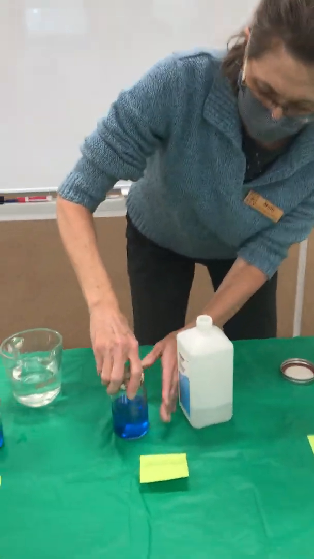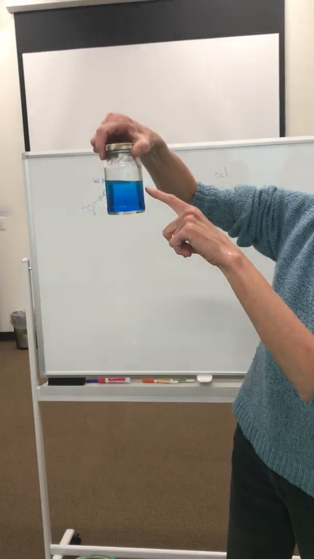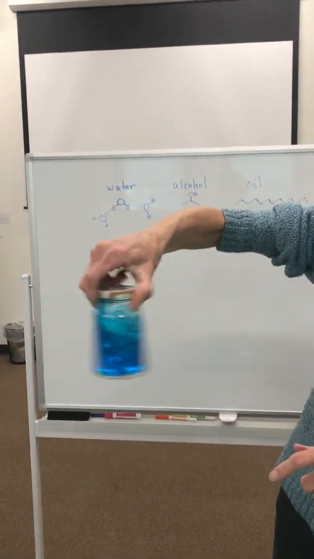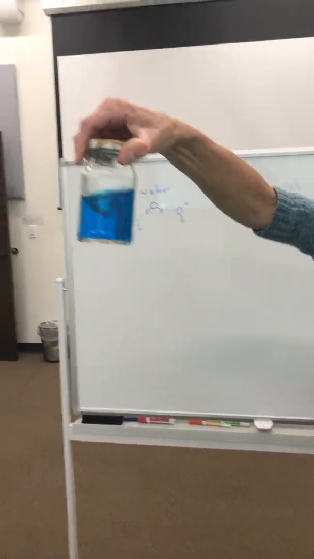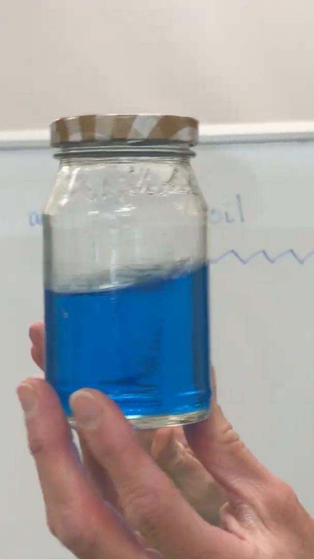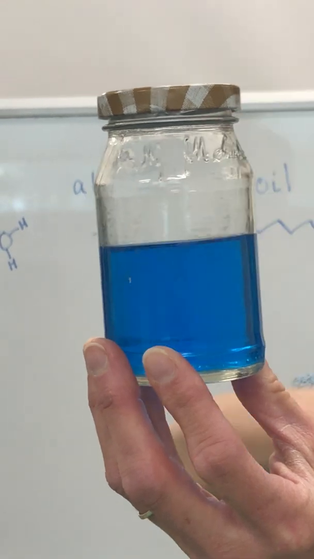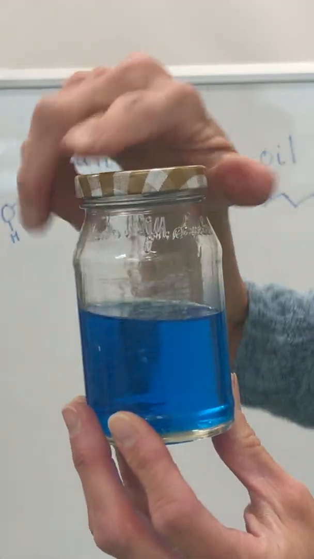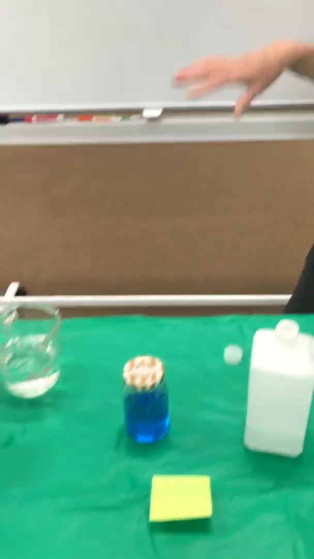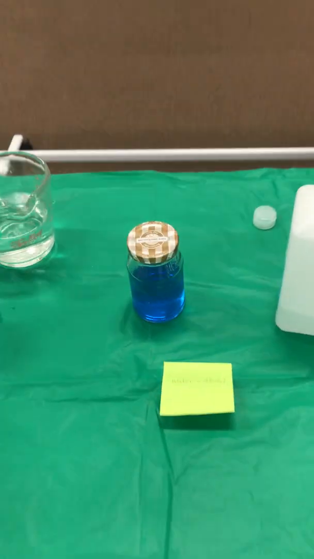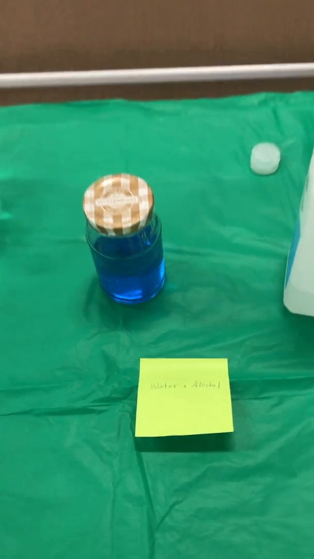So water and alcohol, though, we saw that they were already mixing, so let's go ahead and see if we can get them to mix. You see, so no layers at all now, and the blue is spread through both. So this is a solution, and we can let it sit forever, and it will never separate out again, because alcohol and water are very happy to be together.